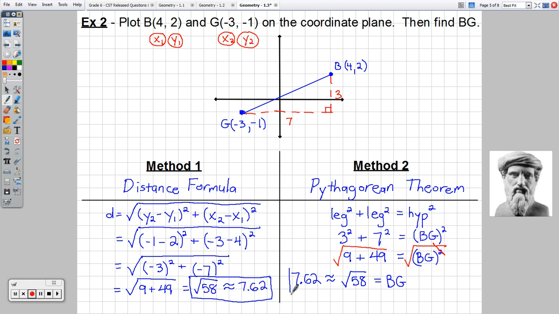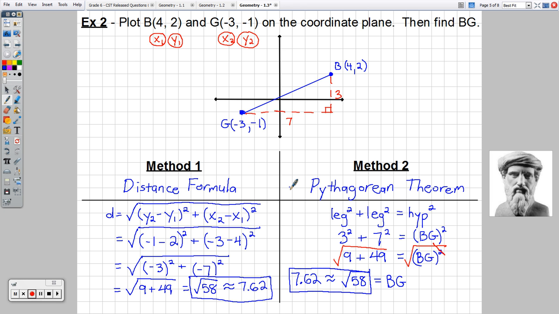So either way I do it, I'm going to get the same answer. There are just two valid ways to do the same thing. Depending on the situation, you may find the distance formula easier to use. If they don't give you a picture and they just give you two coordinate points, sometimes that's easier to use. Other times, I think especially when they give you the picture, the Pythagorean theorem is, in my opinion, much easier to use. So know how to do both methods.